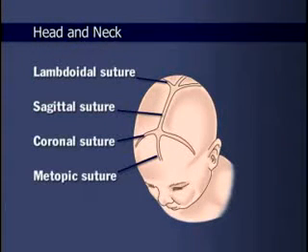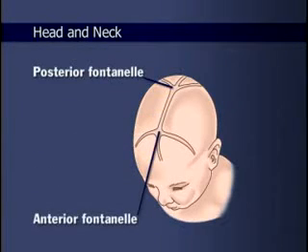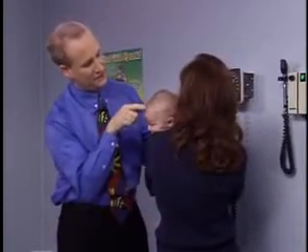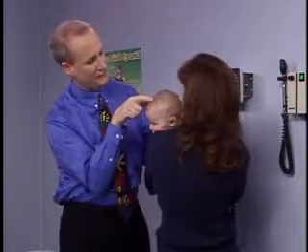The bones of the skull are separated from one another by membranous tissue spaces called sutures. The areas where the major sutures intersect in the anterior and posterior portions of the skull are known as fontanelles. Palpate the sutures and fontanelles carefully with the baby sitting quietly or being held upright.